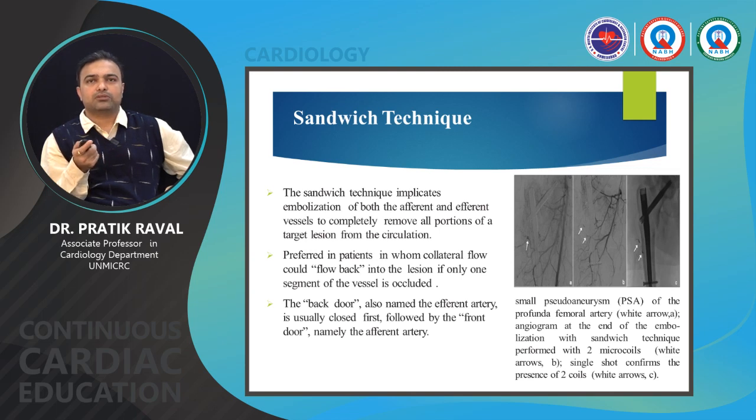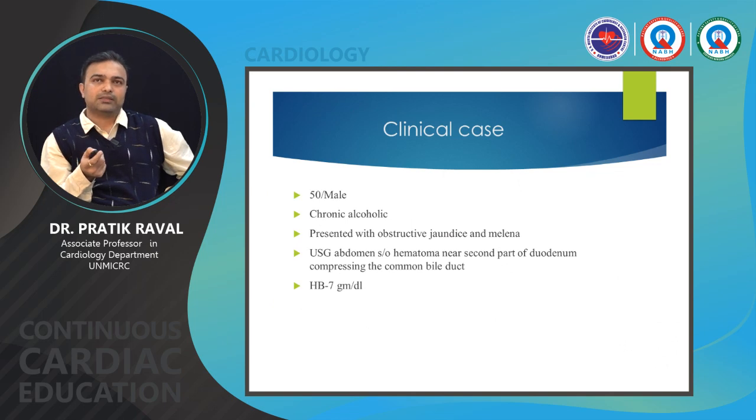The back door, which is called the efferent artery, is usually closed first, followed by the afferent artery. In this example, we can see pseudoaneurysm in the profunda femoris artery after a trauma, and the white arrow shows the distal as well as proximal coil placement, thereby completely excluding that small vessel which was causing bleeding. So let us see an example of this technique.